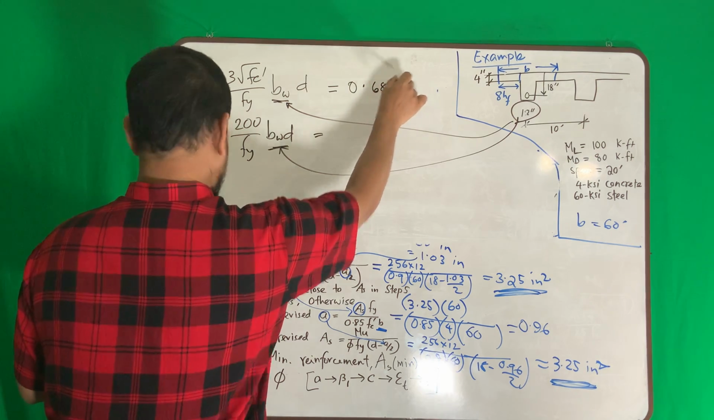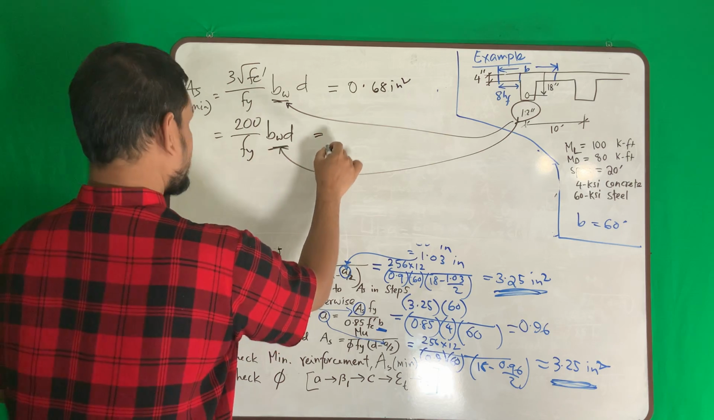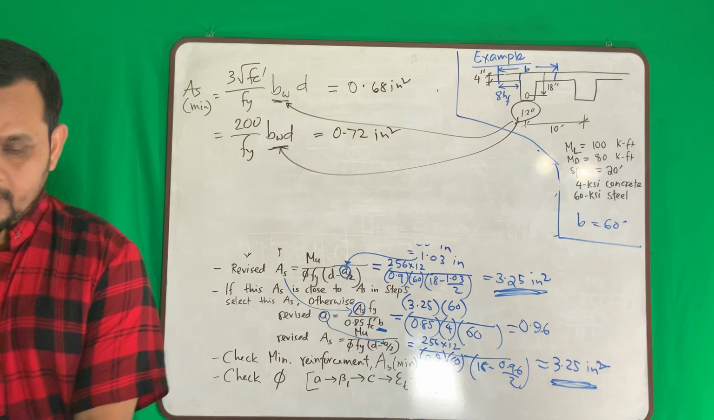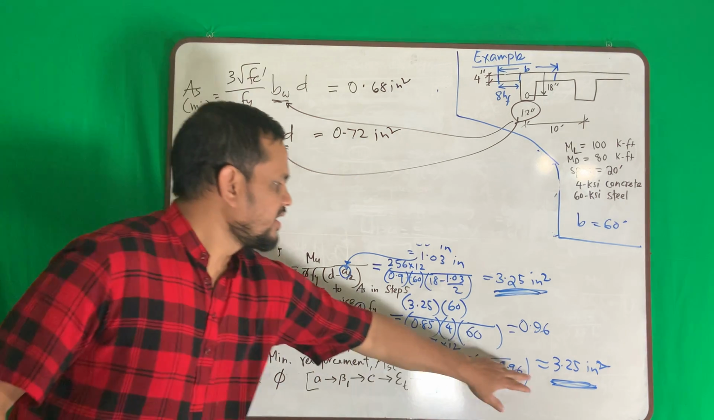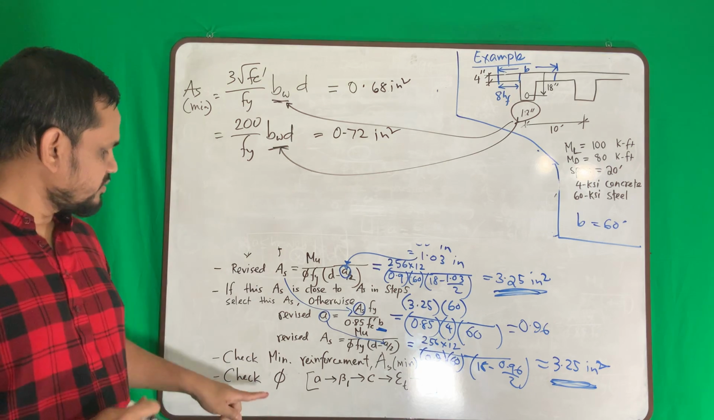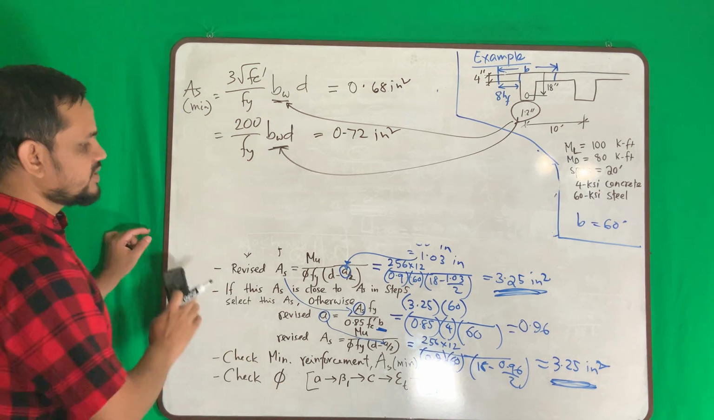So if I take the value from your book directly, I am getting 0.68 inch square. This case, I am getting 0.72 inch square. Now we are providing more than this, so minimum reinforcement is not a problem. Solved. Next, we have to find this problem. Phi. We have to say phi.